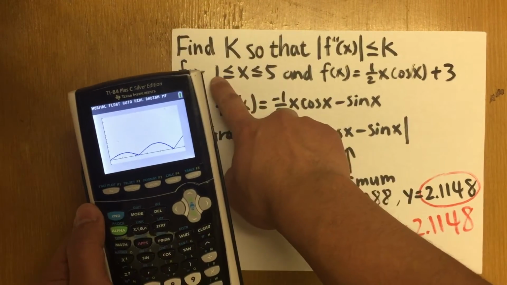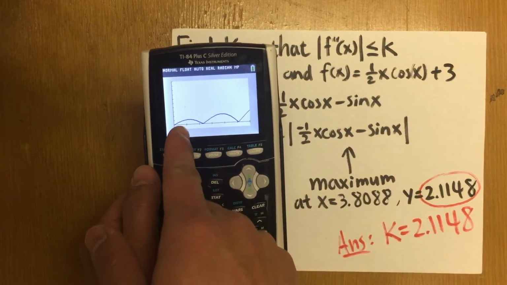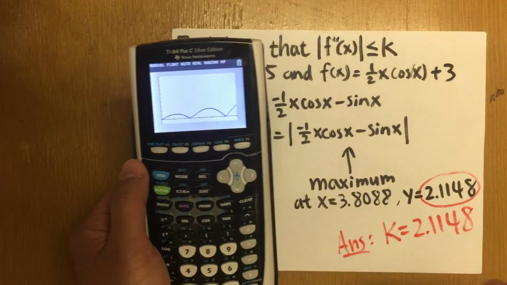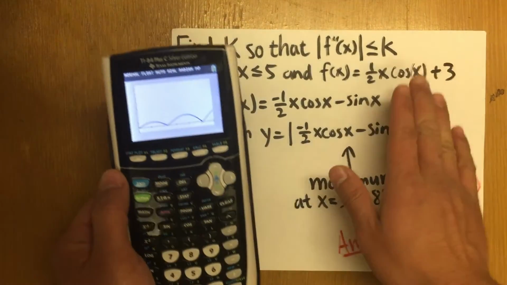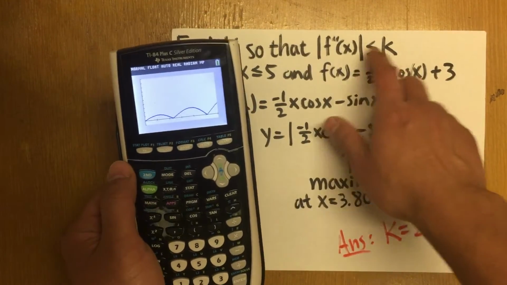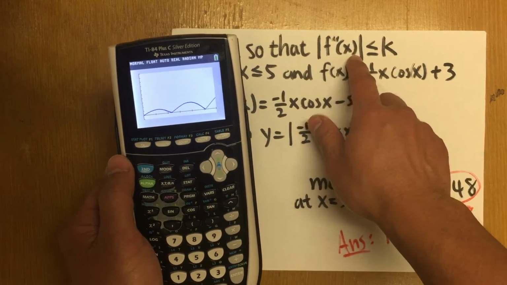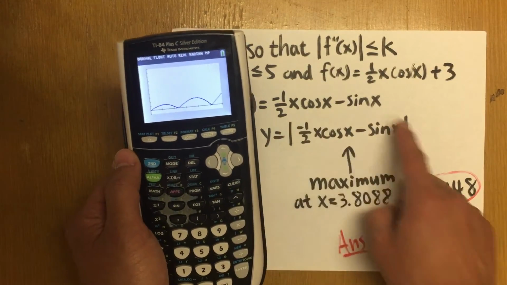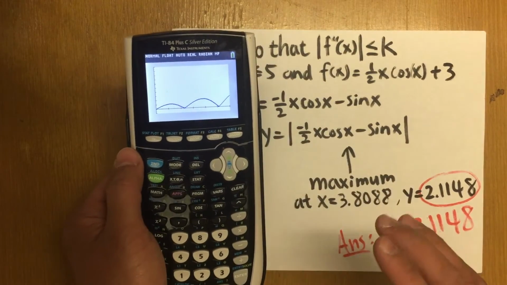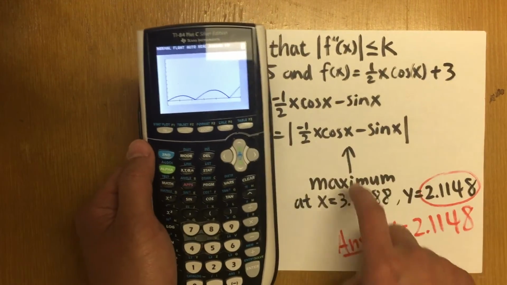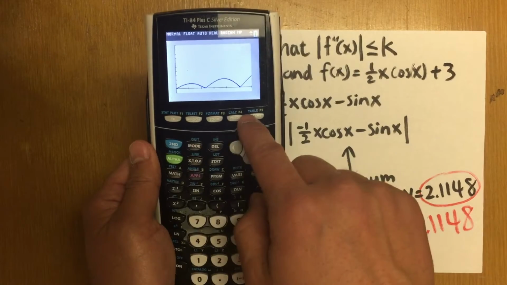So you can see that this is the graph for the second derivative inside of the absolute value. And technically, we just care about from 1 to 5, right? So it's from 1, and I think this is to 5 right here. All right. Once again, k is the maximum of the absolute value of the second derivative, and we have the absolute value of the second derivative right here already.